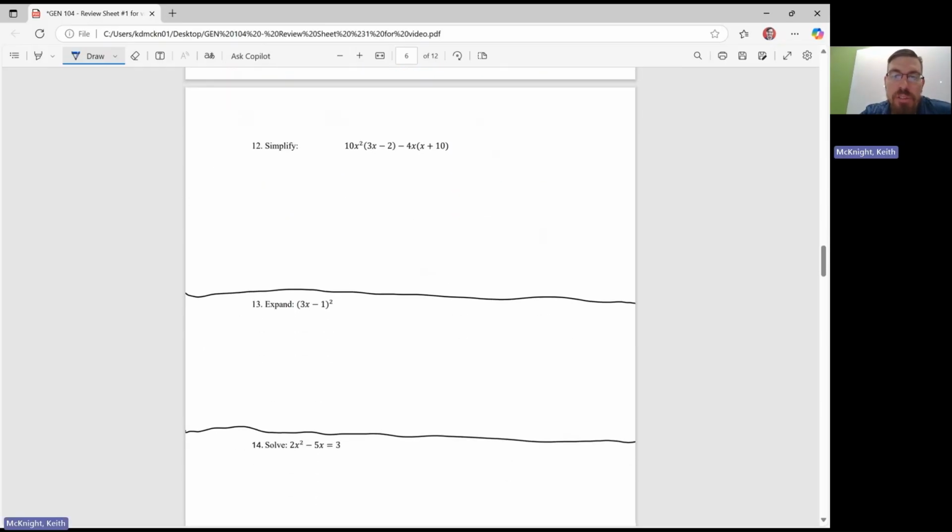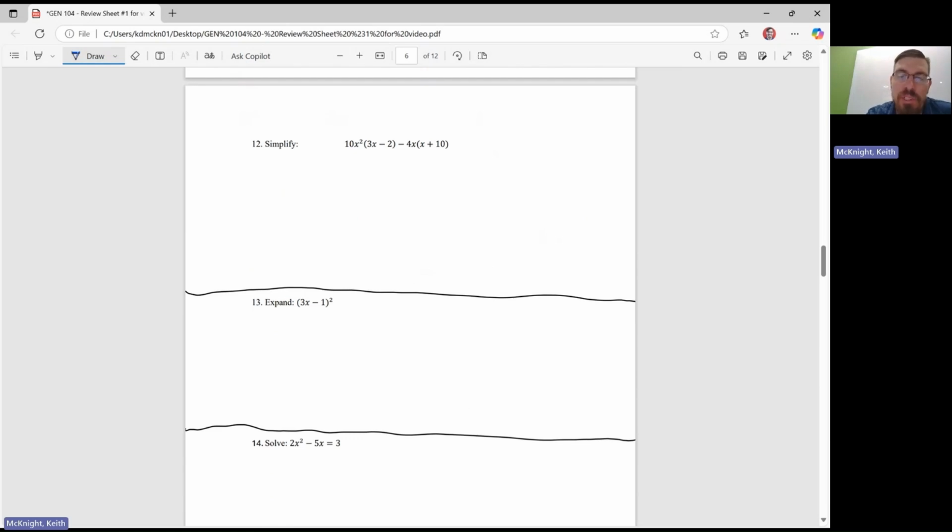All right, number 12. So number 12 here, we're distributing and simplifying a polynomial. So anything that's outside of parentheses means it needs to be multiplied by everything inside the parentheses. So we're definitely going to multiply the 10x squared in. We're also going to multiply our negative 4x into the second set. So this will clear our parentheses and allow us to start combining like terms.